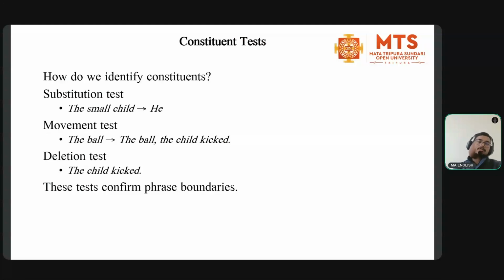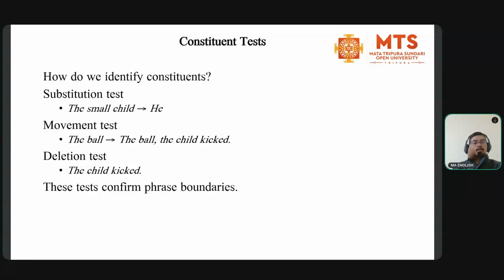So this is the first constituent test. This test checks whether a group of words can be replaced by a single word, usually a pronoun. So let us look at a sentence. The small child kicked the ball. So the small child can be replaced by he. So the sentence becomes he kicked the ball. Right, the sentence is still grammatical. This shows that the small child is a constituent.